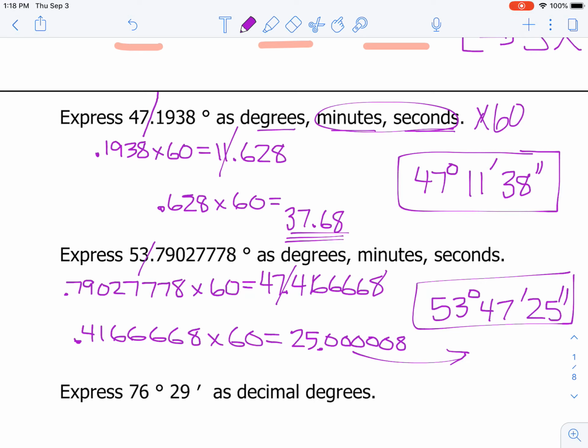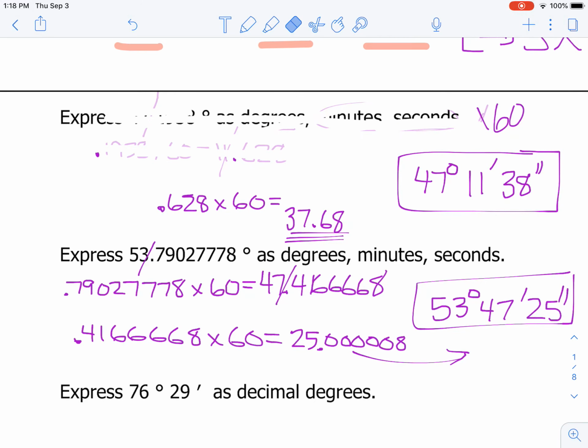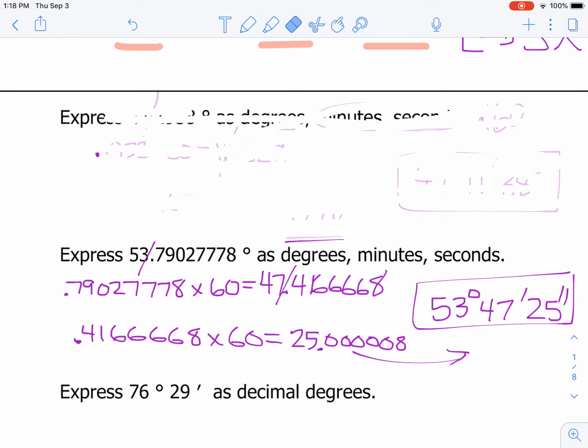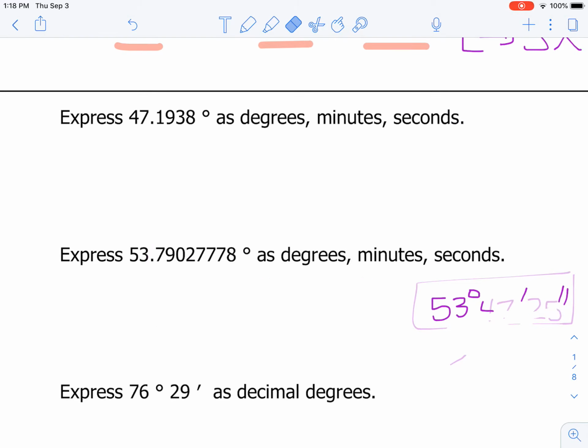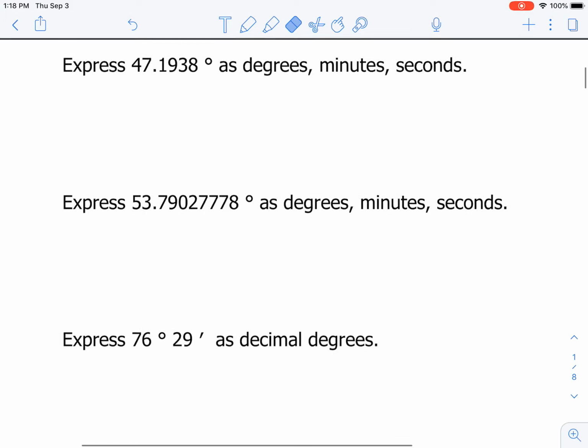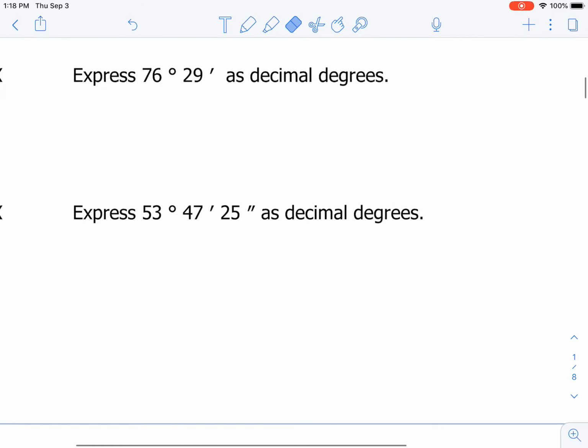I am going to erase these. You can always rewind the video to watch that part again, but just so that we don't have all this writing on here and be very confusing, because we're going to go after the other direction.